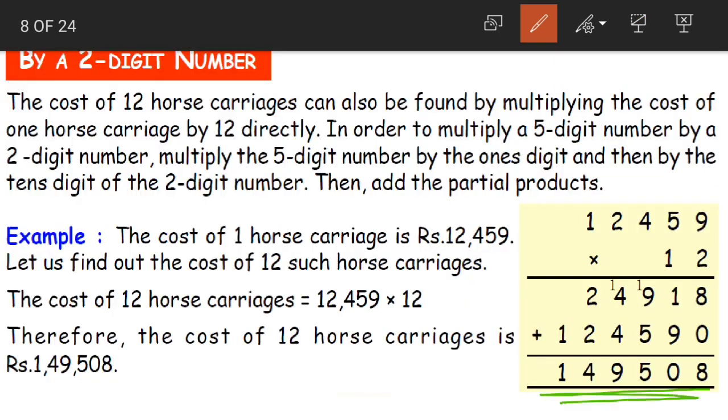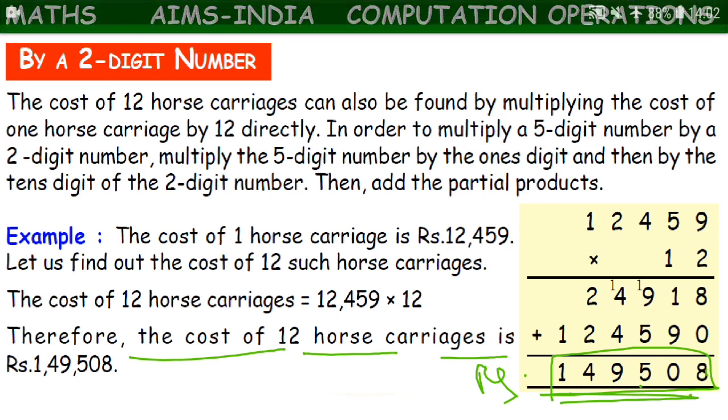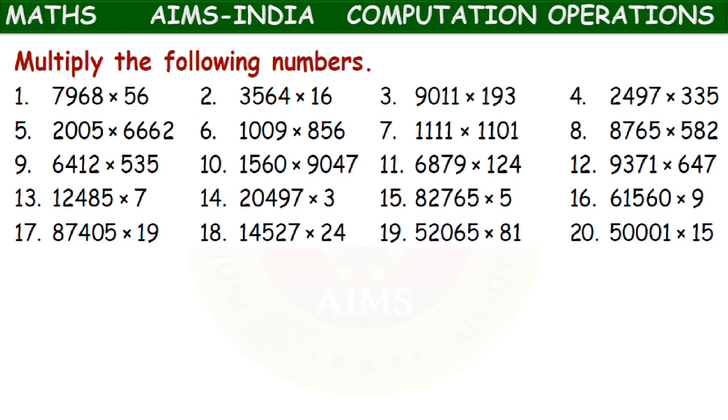1,49,508. Yes children, this is our final answer. Therefore, the cost of 12 horse carriages is rupees 1,49,508. I hope this was clear how to multiply a 5-digit number with both a 1-digit and 2-digit numbers. Now multiply the following numbers.